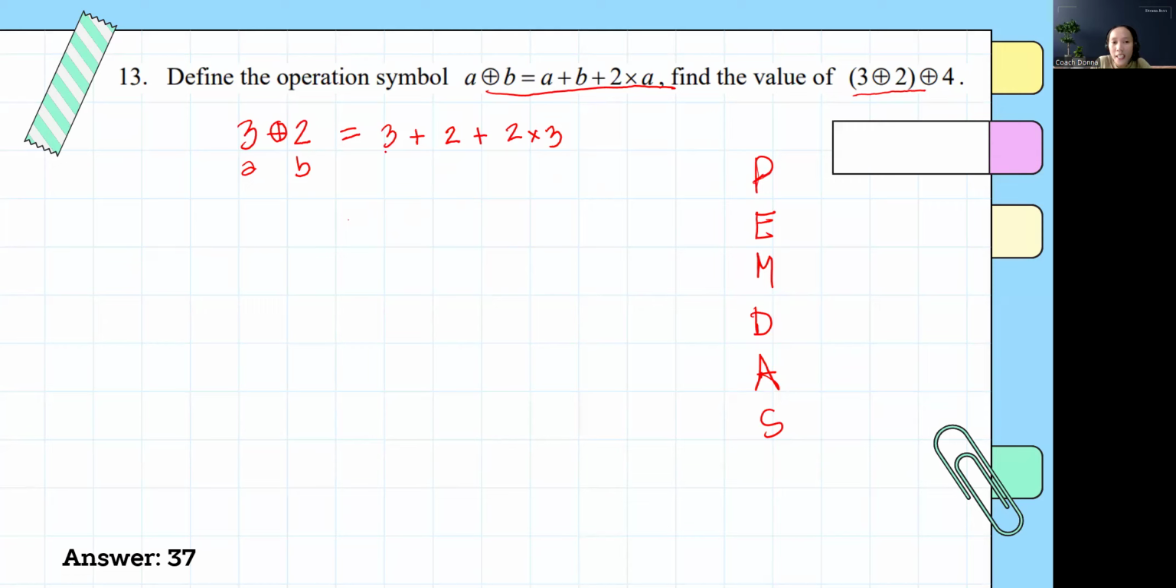Next here, we don't see a parentheses, right? So in 3 plus 2 times 3, we skip to the next order, which is exponent. There's no exponent in your level, so let's skip that. Next is M, and that stands for multiplication.